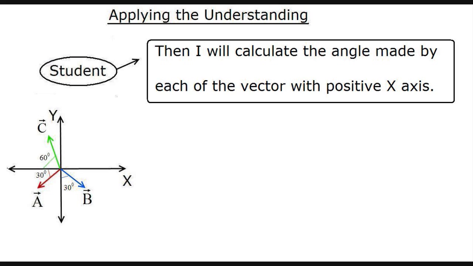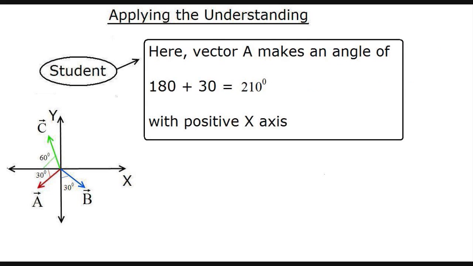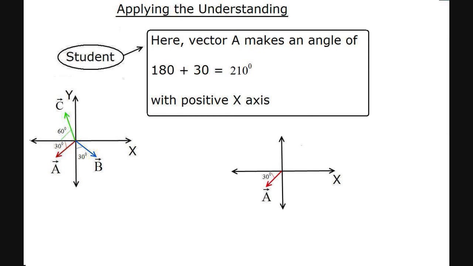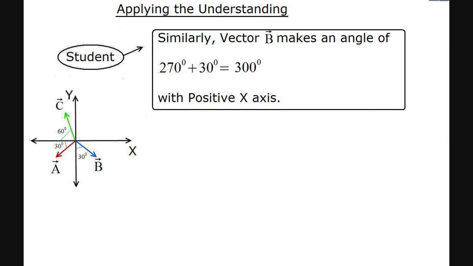Then I will calculate the angle made by each of the vectors with the positive x-axis. Here, vector A bar makes an angle of 180 degrees plus 30 degrees, which equals 210 degrees, with the positive x-axis. Similarly, vector B bar makes an angle of 270 degrees plus 30 degrees, which equals 300 degrees, with the positive x-axis.